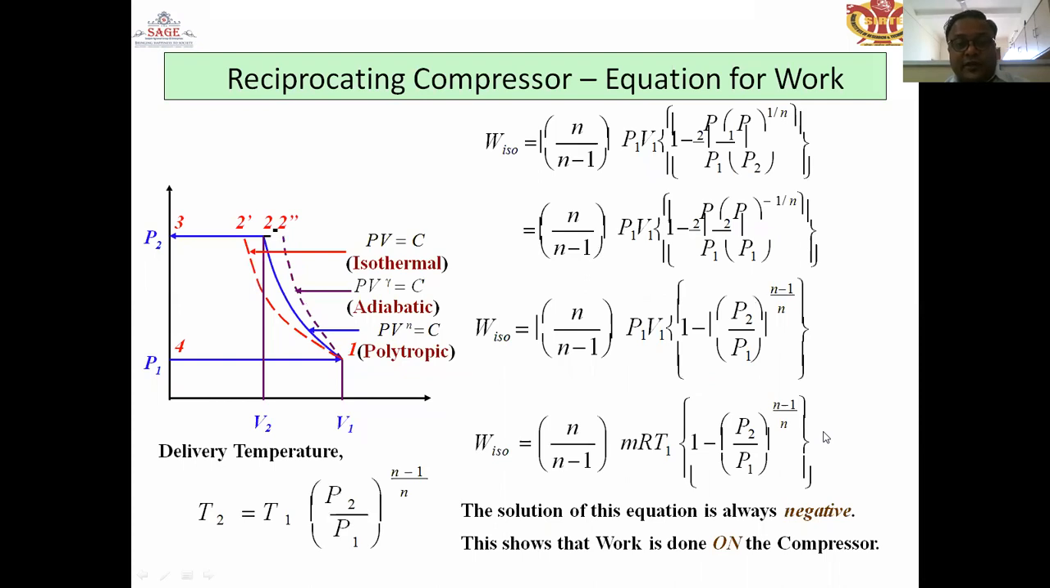After the simplification, the work done can be calculated in this form: n upon n minus 1 mRT1, if you are using mRT1, or if the question gives R and T1 values, in the bracket of 1 minus P2 by P1 to the power of n minus 1 by n. Or it can also be written as n upon n minus 1 P1 V1 in the bracket of 1 minus P2 by P1 to the power of n minus 1 by n. This is the reciprocating compressor equation for the work, and the delivery temperature can be calculated: T2 is equal to T1 times P2 by P1 to the power of n minus 1 by n. The solution of this equation is always negative.